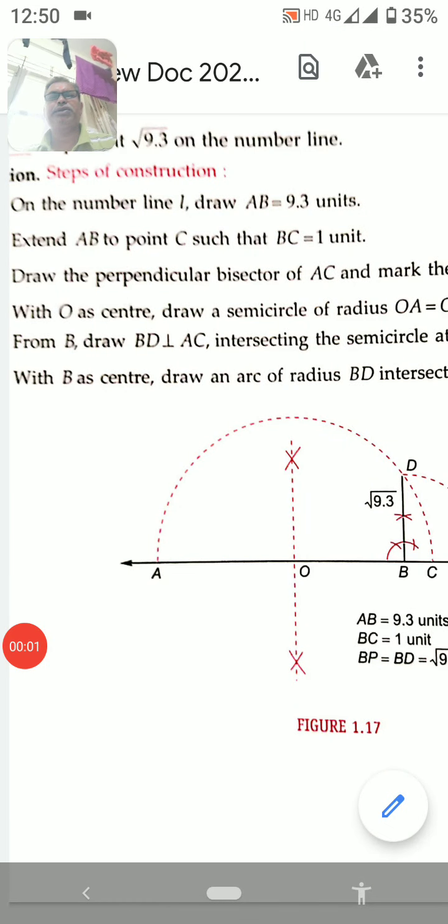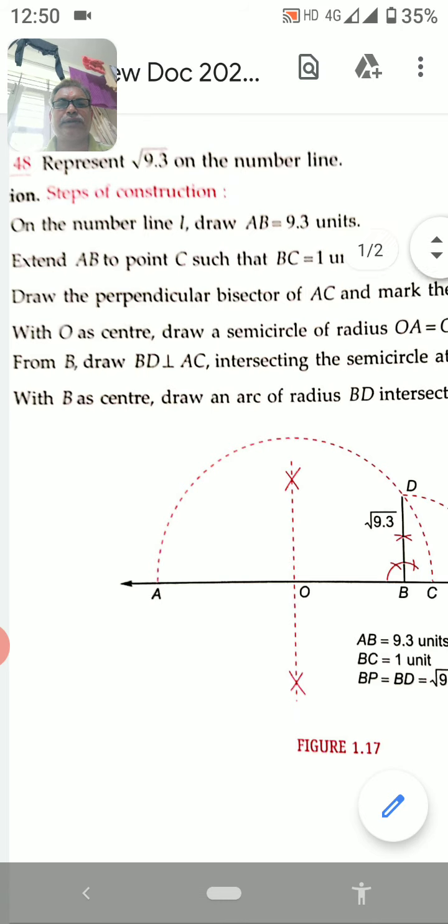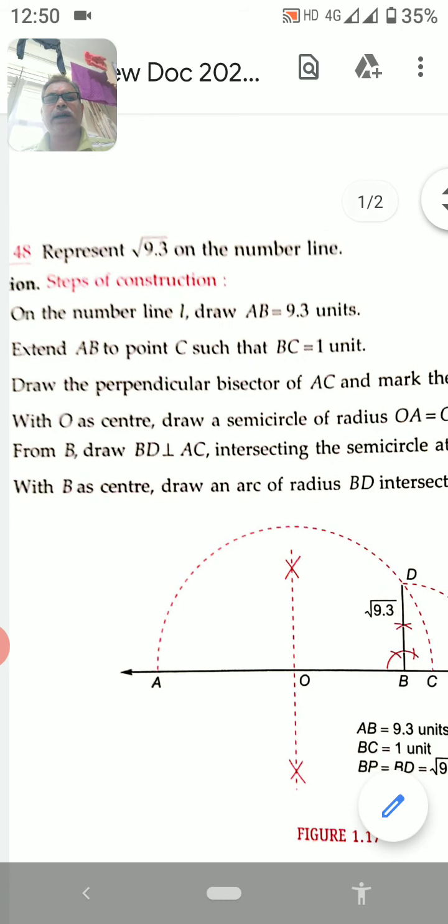Dear students, some more examples we will discuss about number system. In the last three periods, we have discussed many examples. Now see here, some higher order thinking skill examples we are discussing.